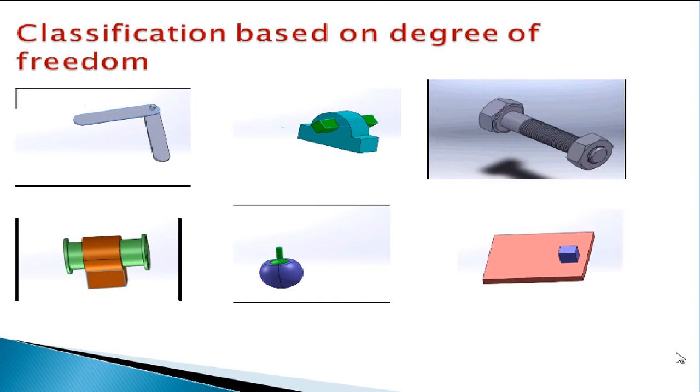Similarly, in the case of this plane pair, this blue block can have translatory motion along x-axis, translatory motion along y-axis, and rotary motion about an axis perpendicular to the plane. So you have degree of freedom 1 kinematic pairs: a turning pair, a sliding pair, a screw pair; a cylindrical pair, a spherical pair, and this 3 degree of freedom plane pair. We'll try to see one example each of this DOF4 kinematic pair and DOF5 kinematic pair.